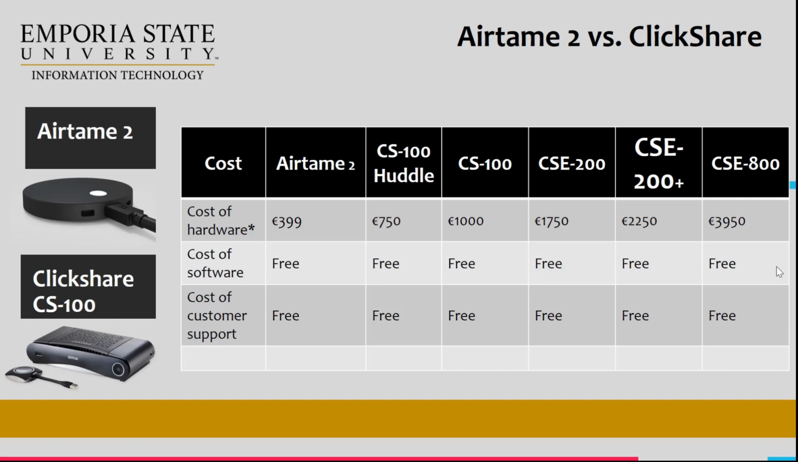overall hardware. The Airtame, of course, is listed first, and then the different models of ClickShares that were currently available are listed after that. You'll see there, you can just see how much the cost per unit is, and then some of the software and tech support costs associated with each product.